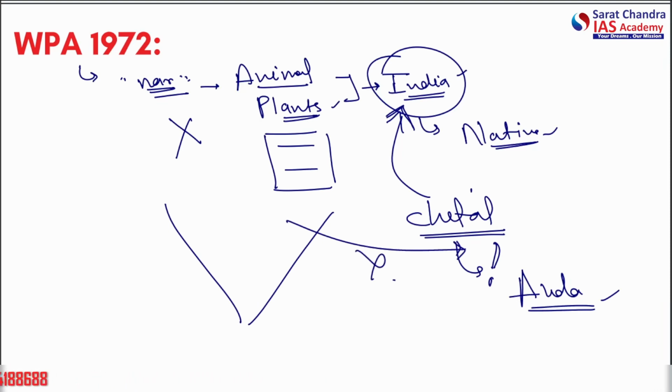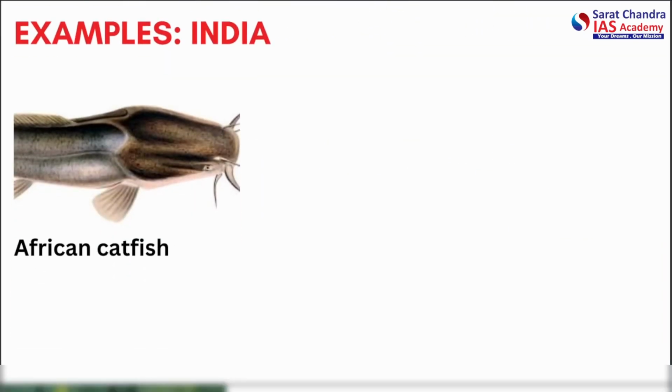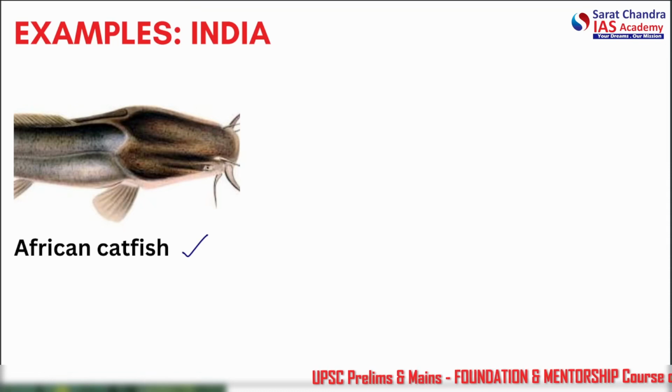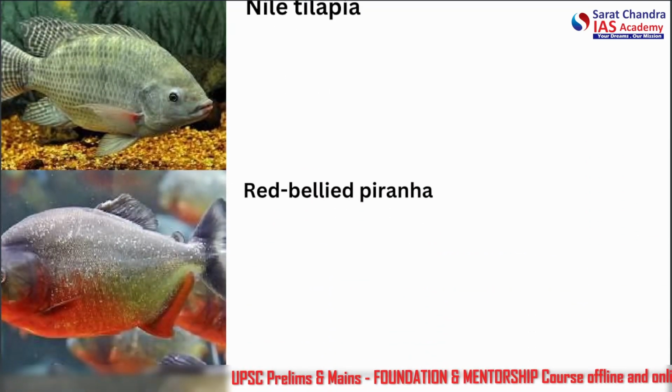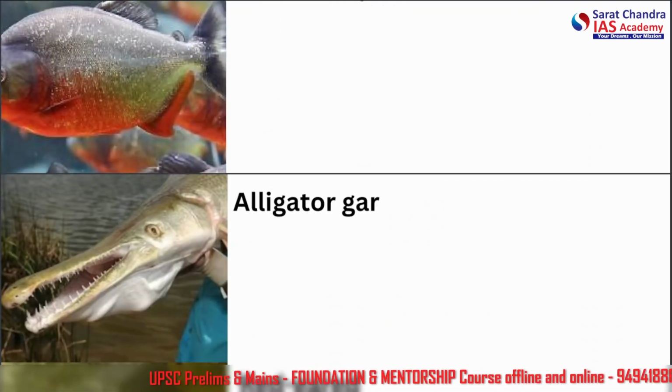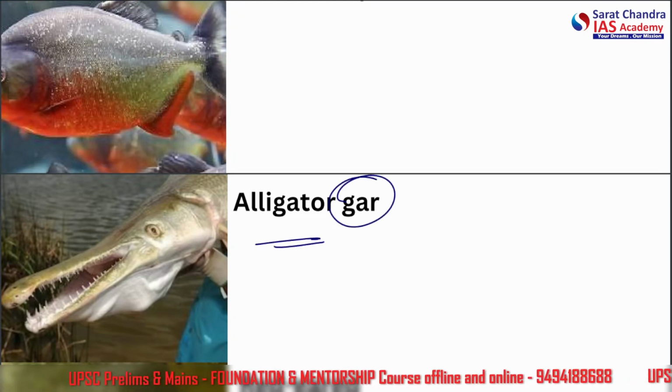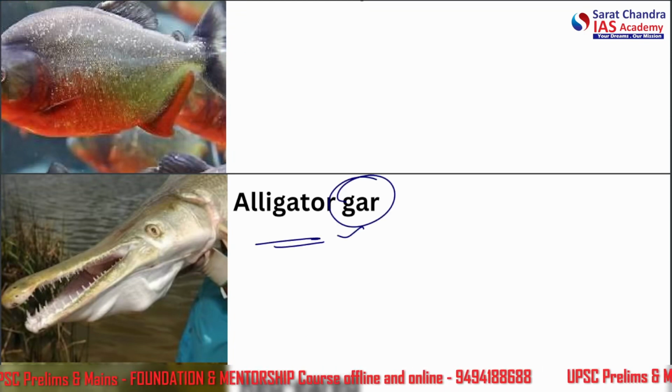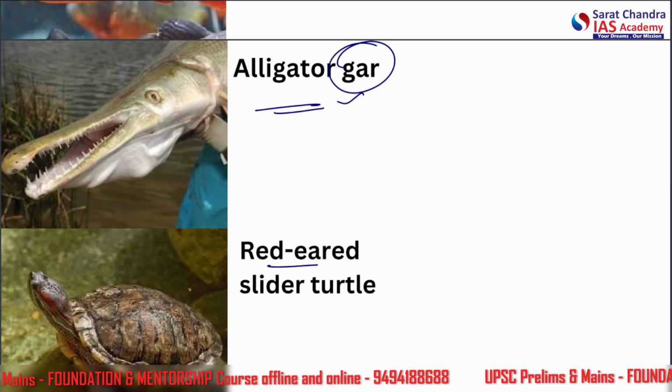Now let's talk about some examples of invasive species in India. The list of invasive species in India is dominated by certain species of fish such as the African catfish, which we'll be talking about, the Nile tilapia, the red-bellied piranha and the alligator gar. This is very important, the alligator gar. And turtle species such as the red-eared slider turtle.